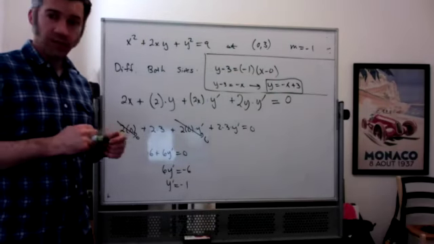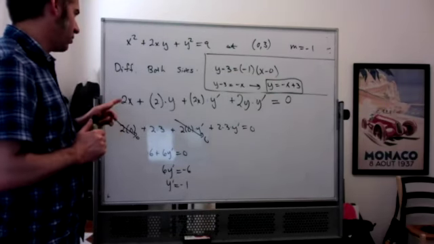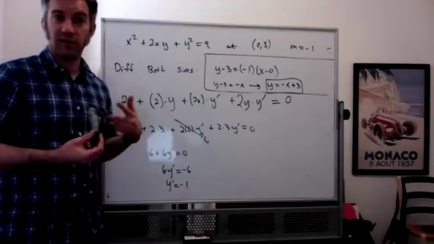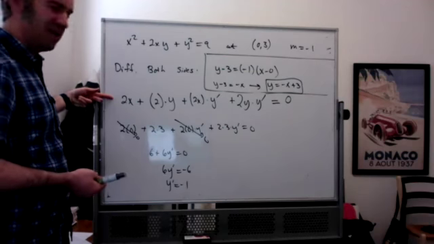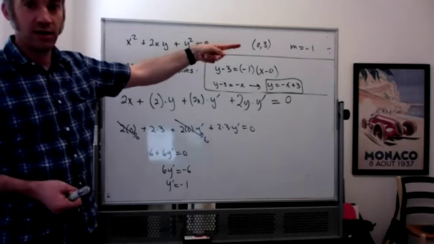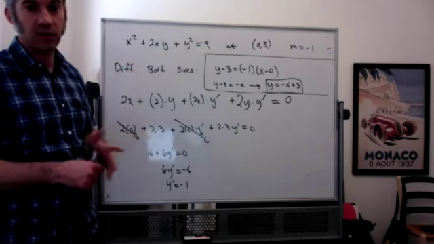So yeah, if you're doing implicit differentiation to find the slope of the tangent line, as soon as you take the derivative of both sides, you can immediately plug in your point and solve for y prime. It's usually much easier that way.